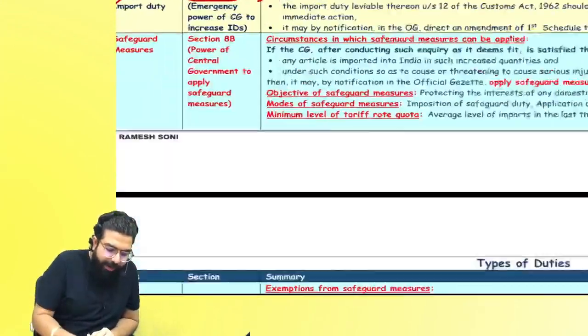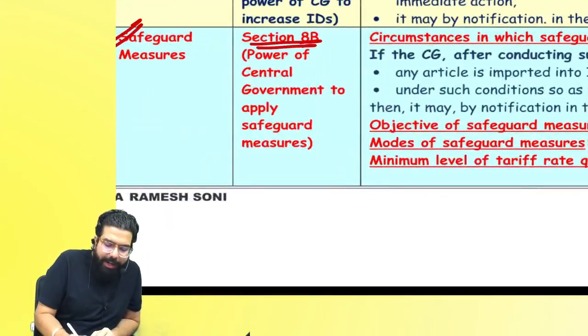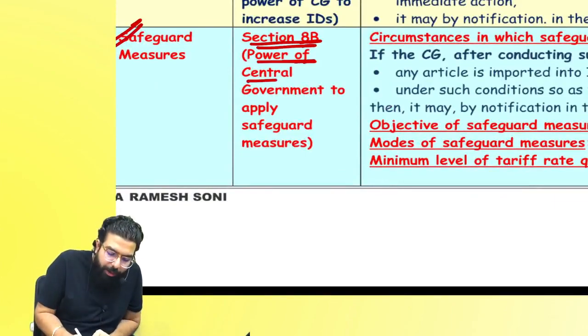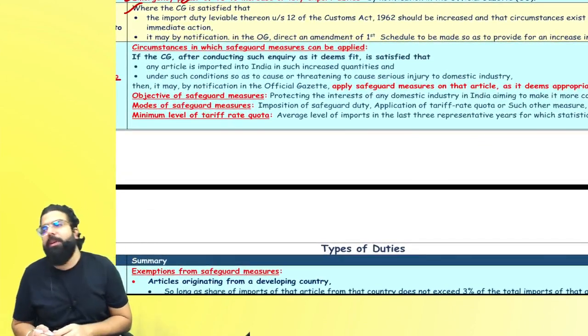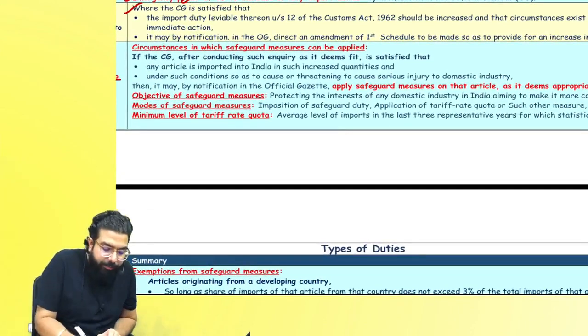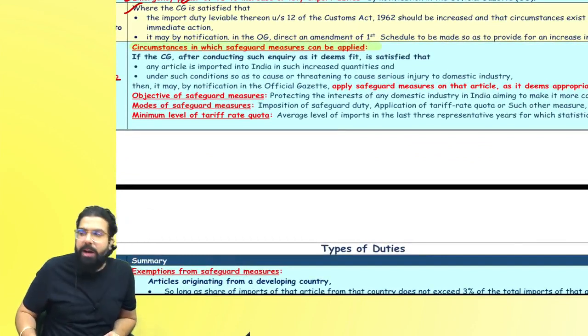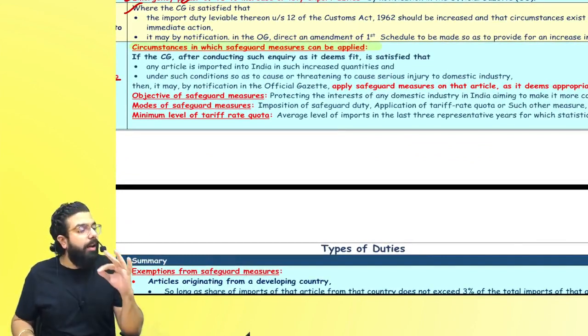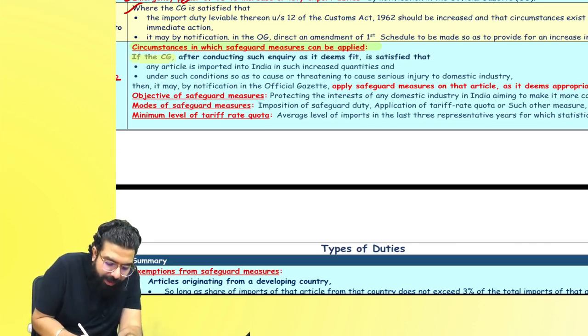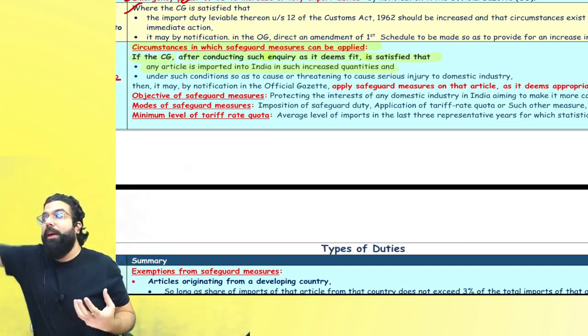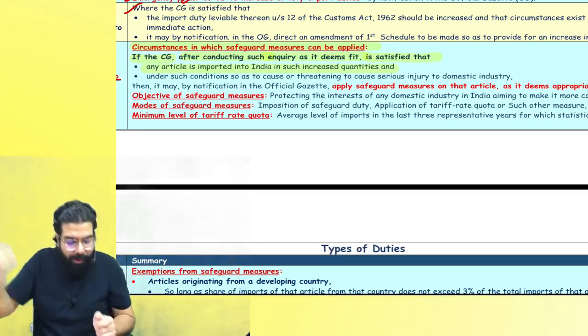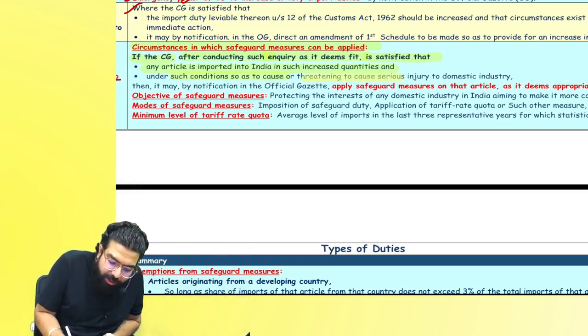Everyone over here, when you come below safeguard measure, section number 8B tells the power of the central government to apply what? Safeguard measure. Now, first of all, when will a safeguard measure be charged? Whenever the government sees circumstances, everyone, for which safeguard measures, not duty, safeguard measures will be imposed: if the central government, after conducting an inquiry as it deems fit, is satisfied that any article is imported into India in increased quantity, and that is causing what? Causing or threatening to cause serious injury to the domestic industry.